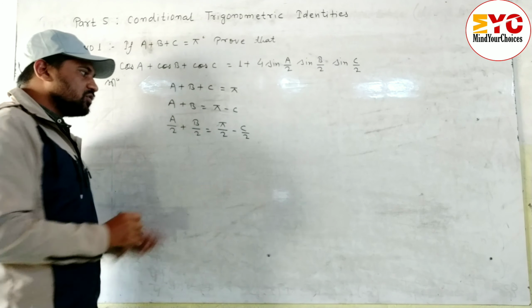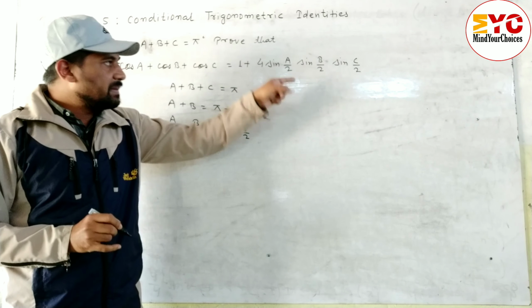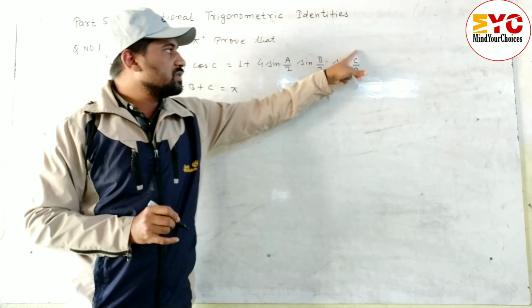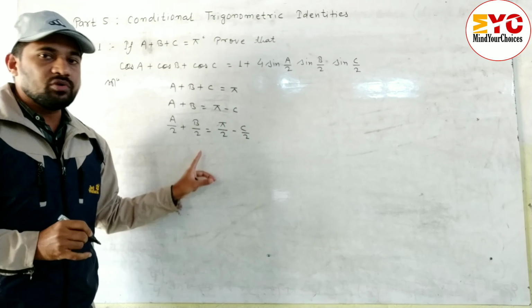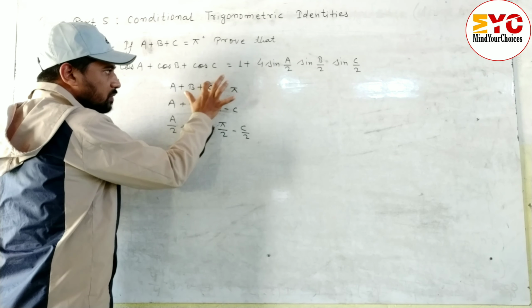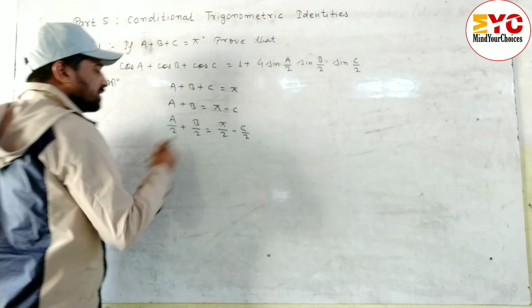Either we have to divide or multiply, it depends on the RHS. When you see in the RHS, here is a by 2, b by 2, c by 2, so we have to divide both sides by 2. And always when a plus b plus c is equal to pi, always take this c on the right side.